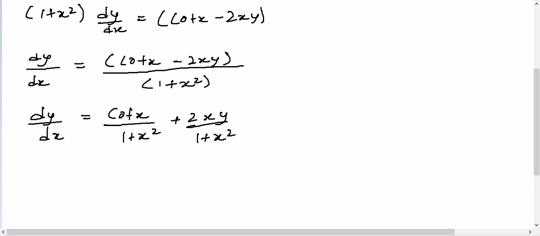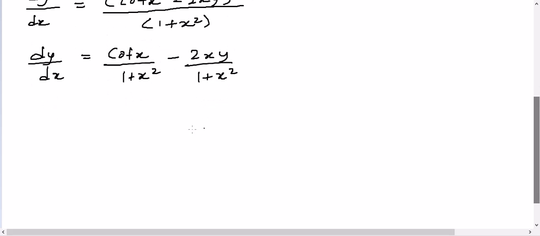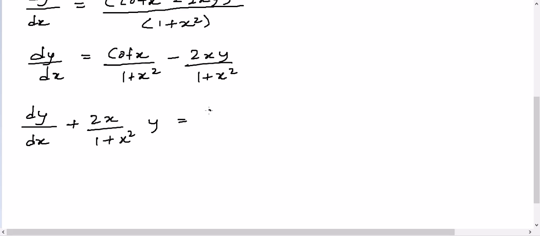Sorry, in the middle it is negative, so it will be cot x minus 2xy, divided by 1 plus x square. Continuing, now we'll move the 2xy divided by 1 plus x square to the left side. So it will be dy by dx plus 2x by (1 plus x square) times y is equal to cot x by (1 plus x square).